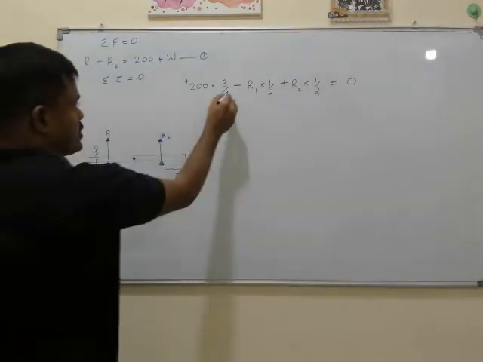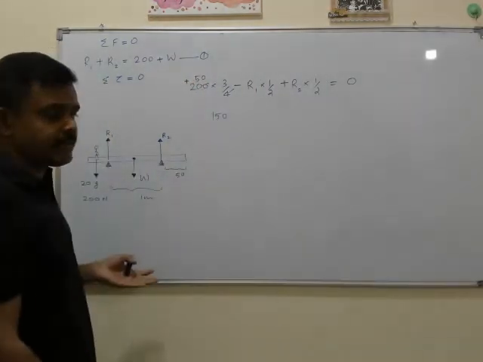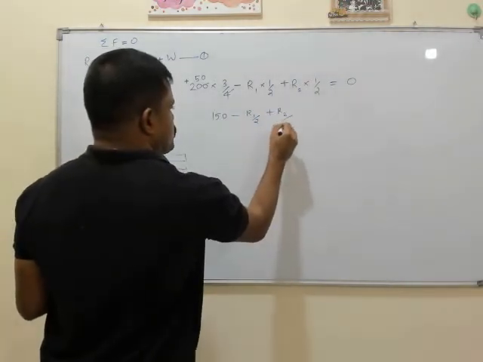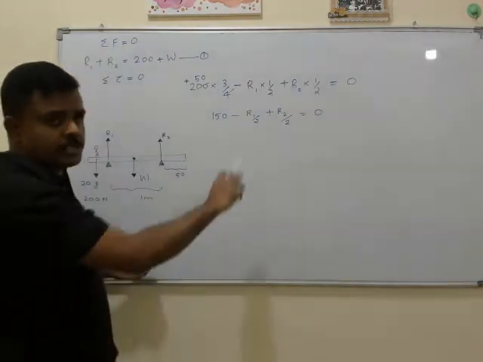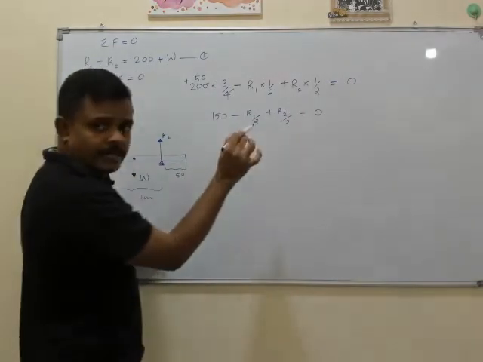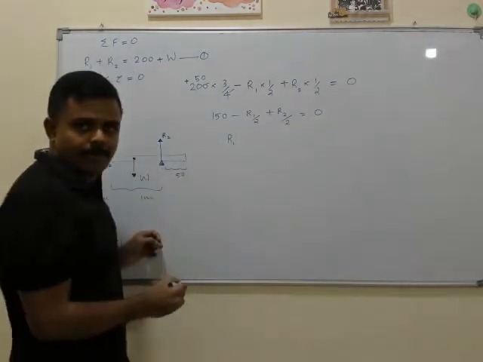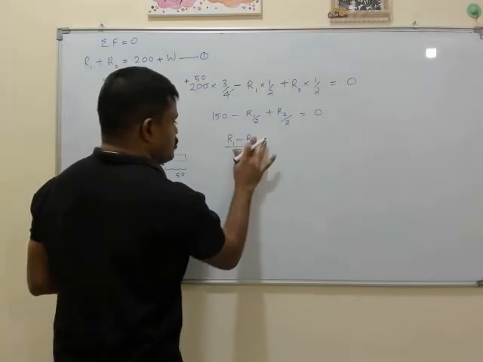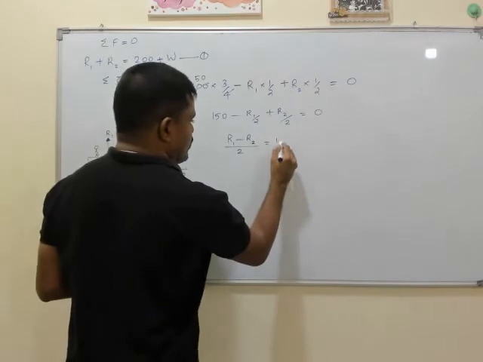So, let us simplify this. This and this are gone, it is 50. So, 150. 50 into 3 is 150. Minus R1 by 2 plus R2 by 2 is equal to 0. Correct? So, I'll take this to the right hand side. What do we get? Both have a common 2 there now. R1 goes to the right side to become plus R1 by 2. R2 goes to the right side to become minus R2 divided by 2. Both these terms have 2 in the denominator now. And the other side is 150.